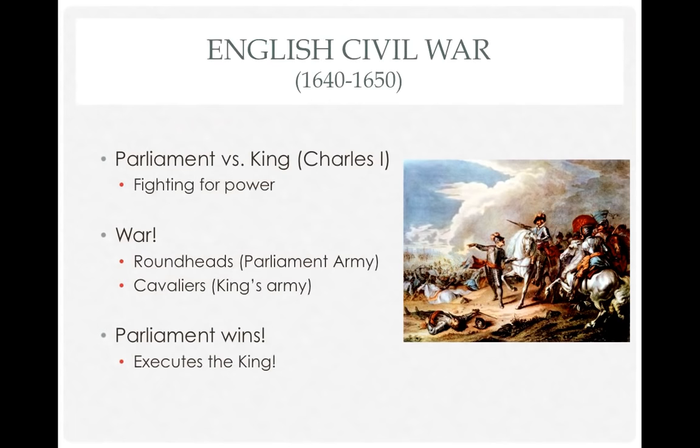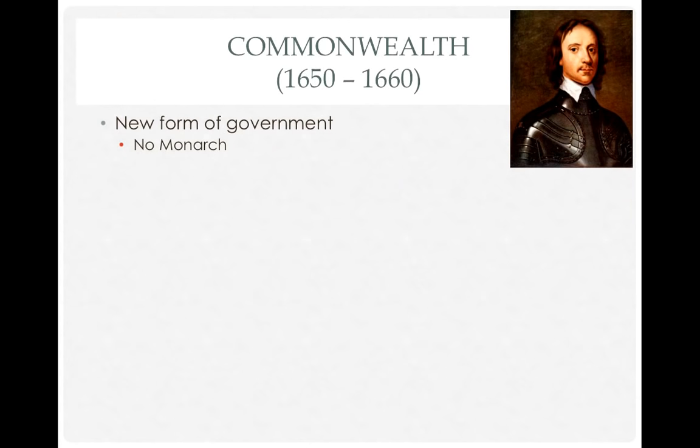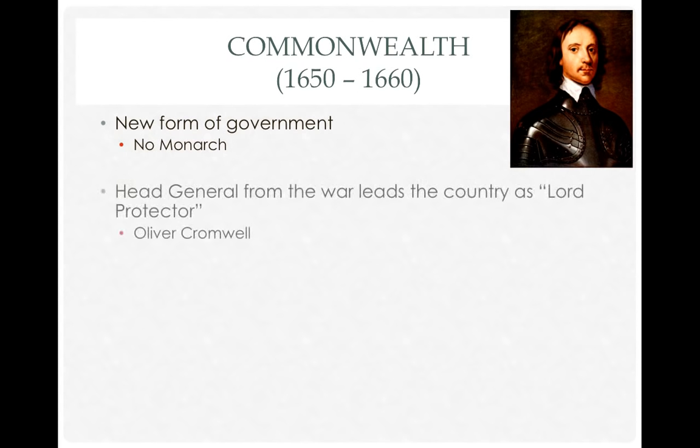So after the English Civil War, once again, take a look at the dates, 1640 to 1650, England sets up a brand new government, and it is called the English Commonwealth. The English Commonwealth is the only time in English history that there is not a monarch. It's a new form of government completely. They did choose someone to lead the government, and that was the leader of the Roundheads, the leader of Parliament's army. They chose Oliver Cromwell to be Lord Protector.